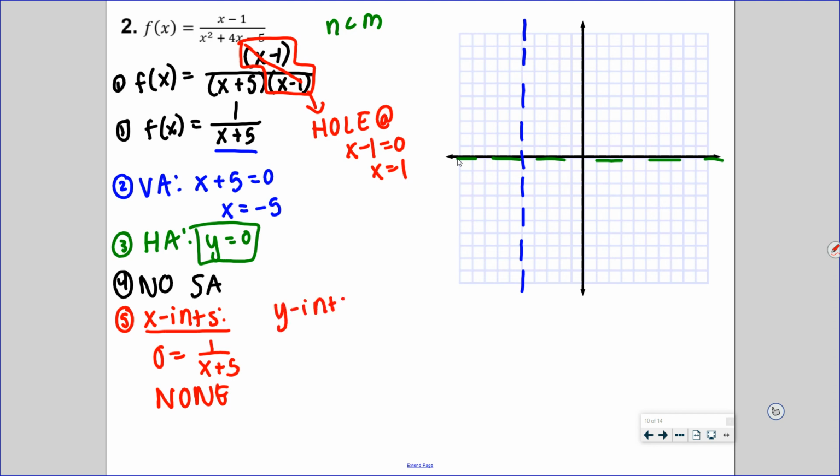Y-intercepts. If I find f of 0, I get 1/5. So it's just crossing barely above.